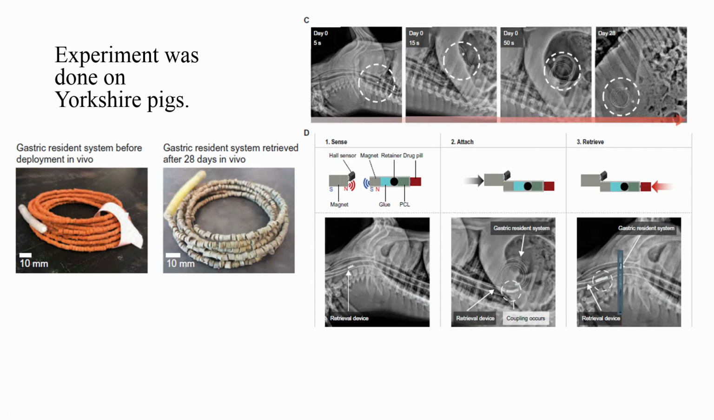Then they went ahead and did an experiment on, again, the Yorkshire pigs, as we discussed previously. It is a good model, they are similar in weight to humans, and especially their gastronomy is very similar to human gastronomy.